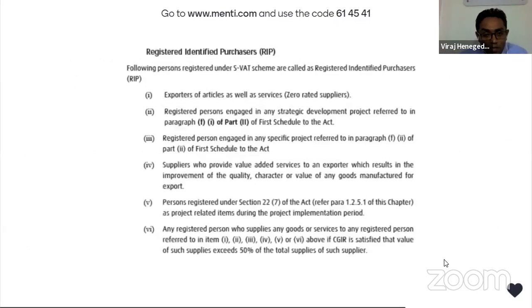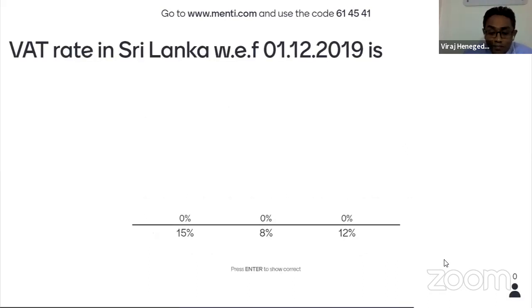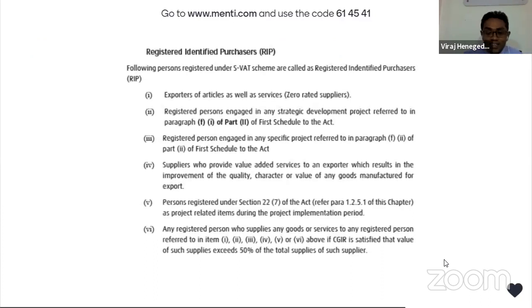So who can register as RIP? These are the people who can register for RIP. Just have a look. Exporters of articles as well as services, zero rated suppliers. If you are coming under service zero rated supplies, yes, you can apply for RIP. Or else a registered person engaged in any strategic project, that is also covered. A person engaged in any specific project. Yes, as I told you, any persons registered under section 22(7) are also applicable. I'll take the same example again. If I am registered for section 22(7), I can apply for the RIP category, registered identified purchaser. Now who can be RIS? RIS basically can be the people who are providing services to RIP.